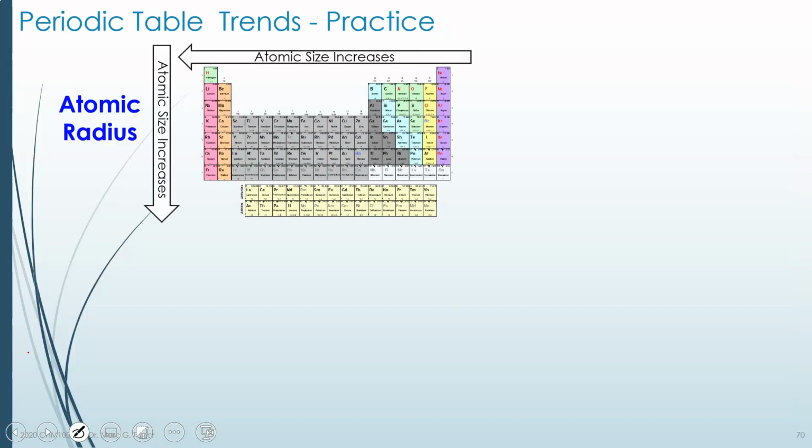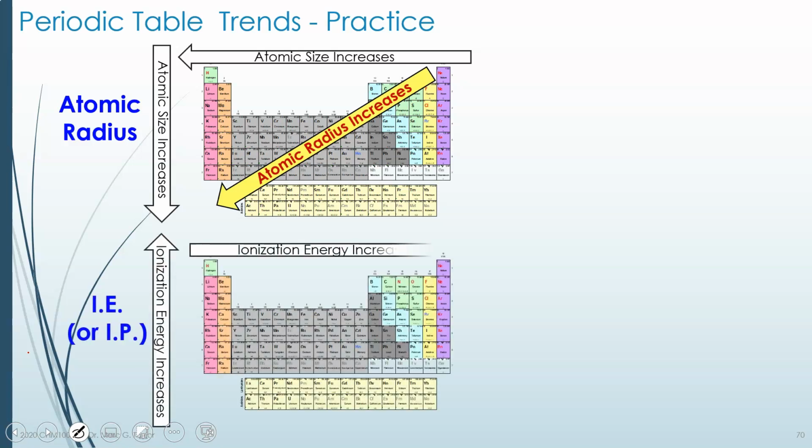So, looking in terms of the periodic table, we have these two trends. The atomic radius gets bigger to the left and to the bottom, and that gives you this diagonal pointing down to the left, whereas the IE, or IP, increases to the right and increases as you go up the periodic table, giving you the exact opposite diagonal. Notice it is the same diagonal on the periodic table, from the bottom left to the top right. They just point in opposite directions.